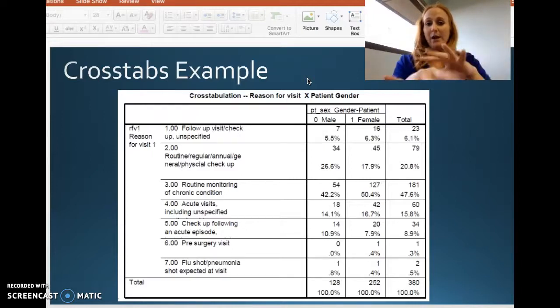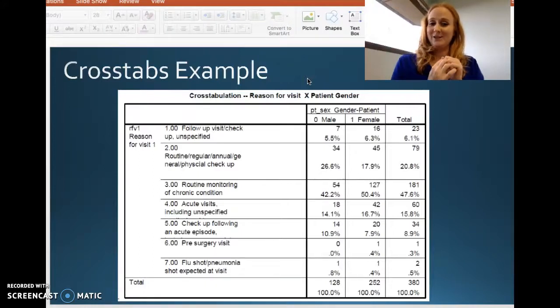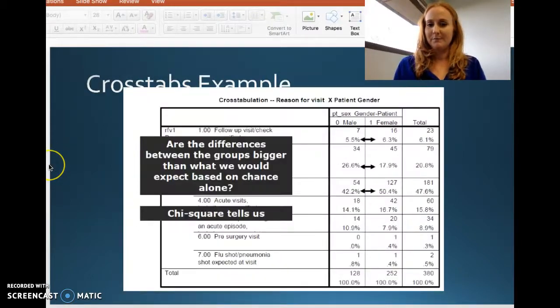So we basically plot it all out in this little table, and we start looking at these numbers, and we look at these percents, and we look for the patterns. What are we seeing here? With men and women going to the doctor, we can see that just a little bit more women tend to go for acute visits and chronic condition monitoring. And fewer women actually go for regular checkups. Actually, more men go for regular checkups. So it's kind of interesting what you find.